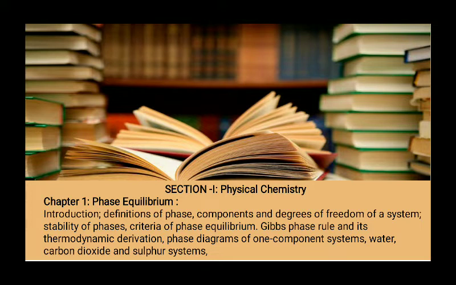We shall discuss the syllabus of phase equilibrium. That means in that chapter we shall discuss the definition of phase, component and degree of freedom of a system, stability of phases, criteria of phase equilibrium, Gibbs phase rule and its thermodynamic derivation. Phase diagram of one component system: water, carbon dioxide and sulfur system one by one.